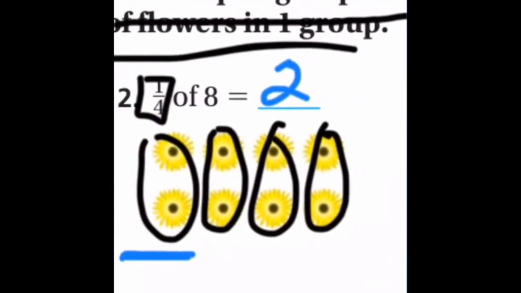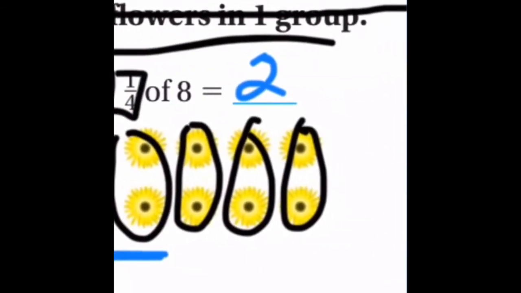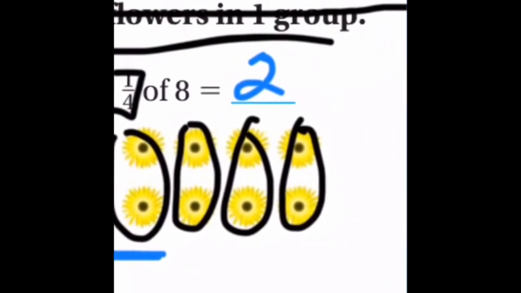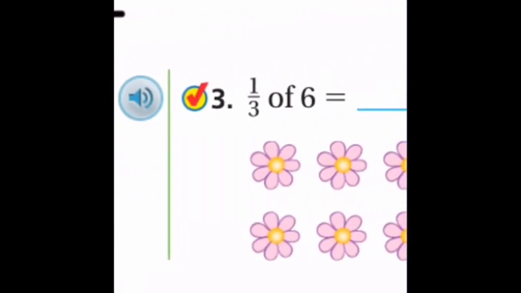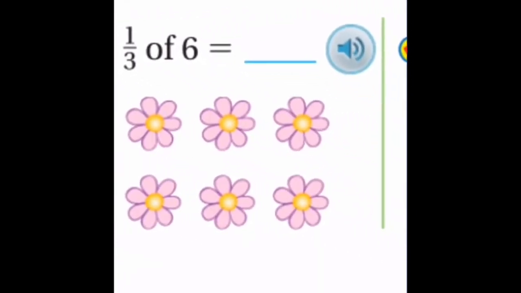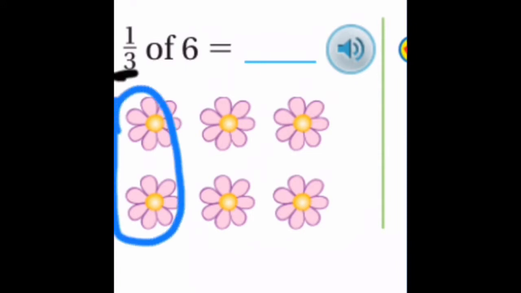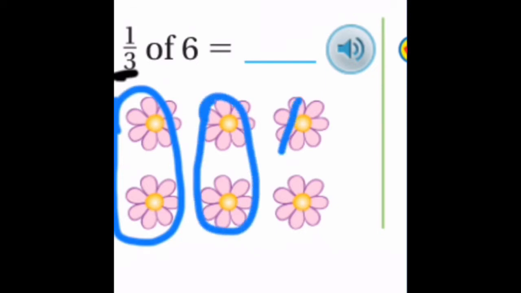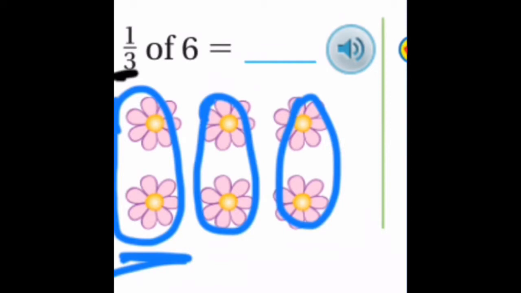Again, if you miss any, pause the video and fix it, and understand why my answer is correct. Number 3, 1/3 of 6. Since we're talking about 1/3, we need 3 equal groups. So I'll circle equal groups, 3 of them. There's 1 group, 2 groups, 3 groups. They're all equal. I pay attention to just one of them. There are 2 in that group. 1/3 of 6 is 2.